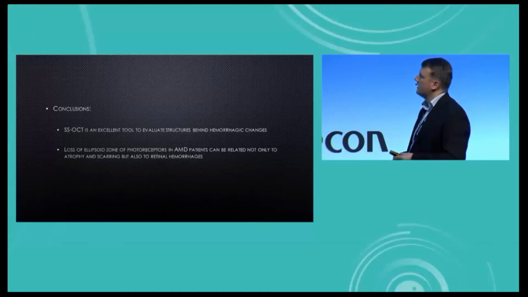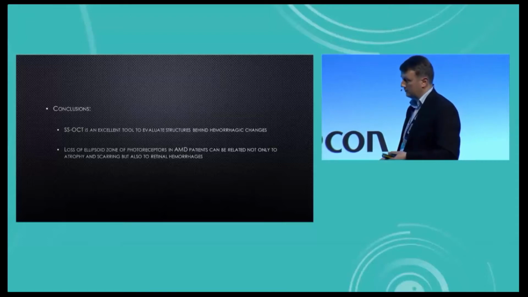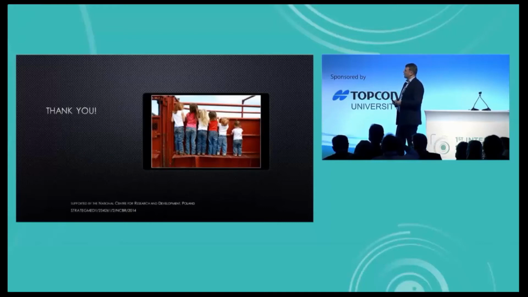Just in conclusion, swept source OCT is probably a procedure of choice for all patients with intraretinal hemorrhages, and of course loss of ellipsoid zone of photoreceptors is related to hemorrhages, but in some patients also to atrophy and scarring that happens to them before. So it's great that we have swept source OCT that truly can look further.